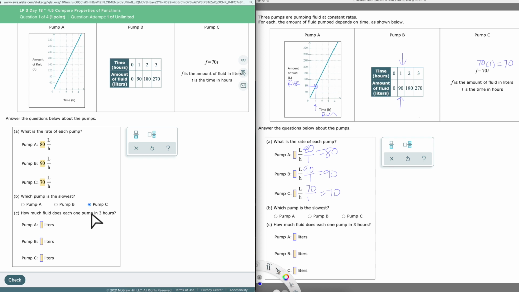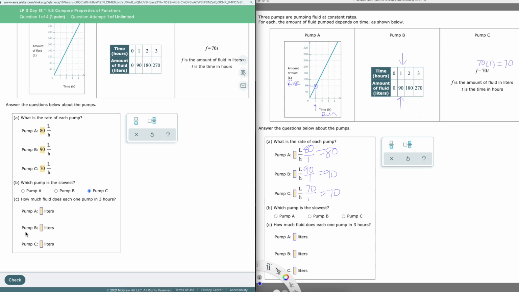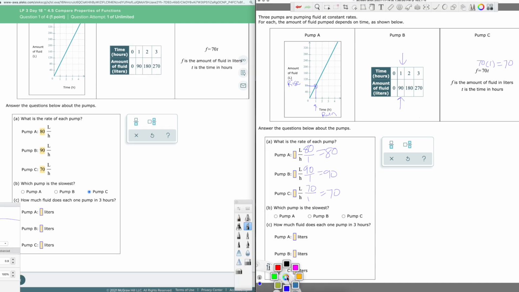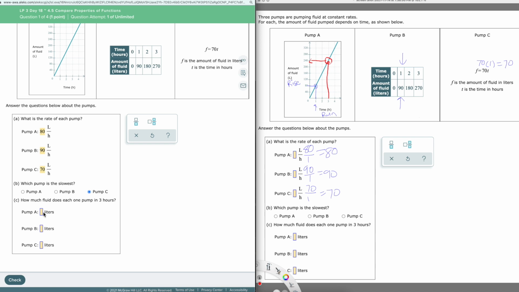And then they're asking us to look at how much fluid will they have pumped in 3 hours. So kind of taking the information we just learned and going a little farther with it. So I can use the graph and the table to find this pretty quickly. I can go, well, at 3 hours, there it is. It's going to be 240 for this first one, for pump A, 240 liters.